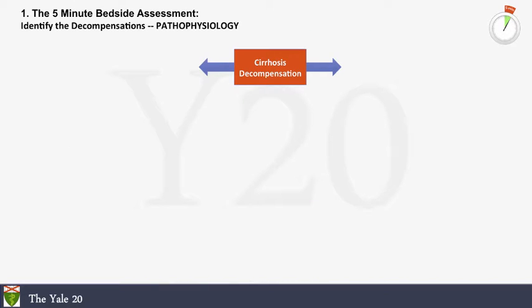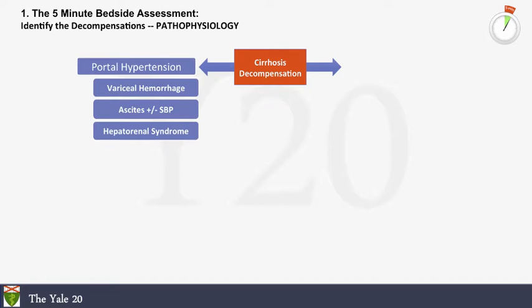Now let's go through the decompensations a little more systematically based on the pathophysiology. So, again, cirrhosis is scarred over liver, end-stage liver disease. So this leads to portal hypertension, which gives rise to these decompensations: variceal hemorrhage, ascites or spontaneous bacterial peritonitis, and finally hepatorenal syndrome.